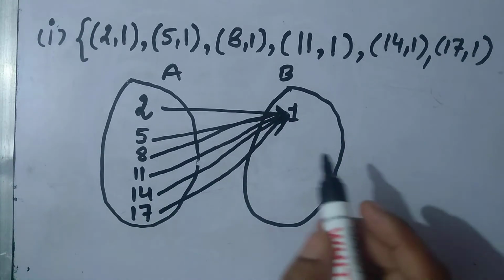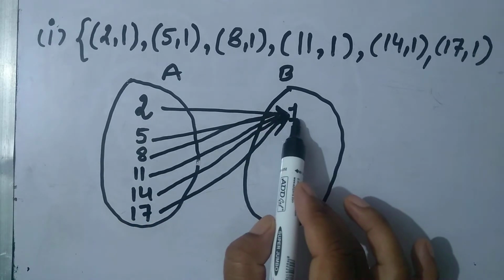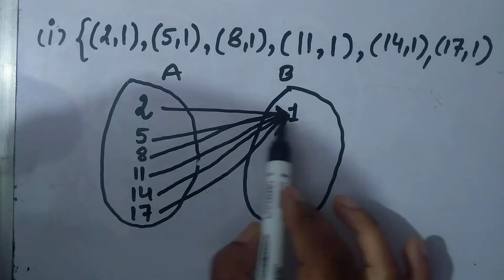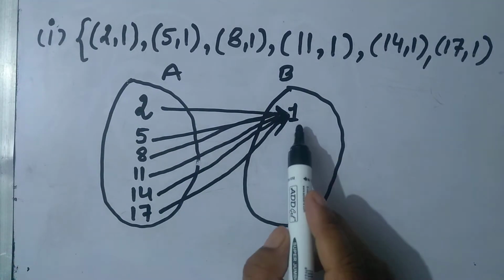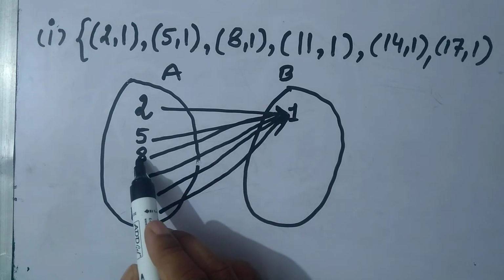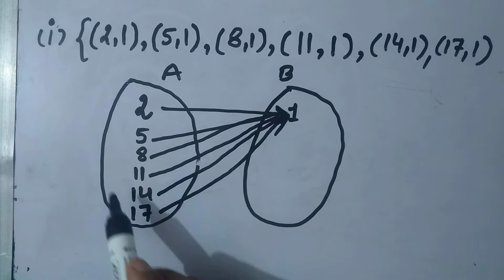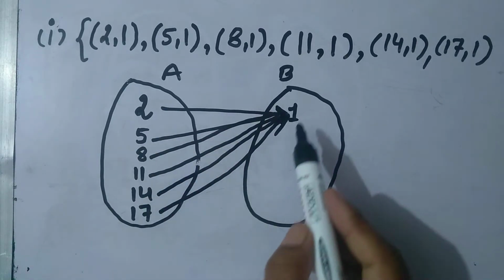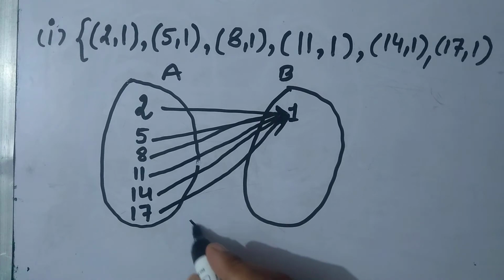So what we say here? 2 has one and only one image which is equal to 1. 5 has one and only one image which is equal to 1. 8 has only one image 1. So this way each element of set A has a unique image equal to 1. So we say here, yes, this is a function.